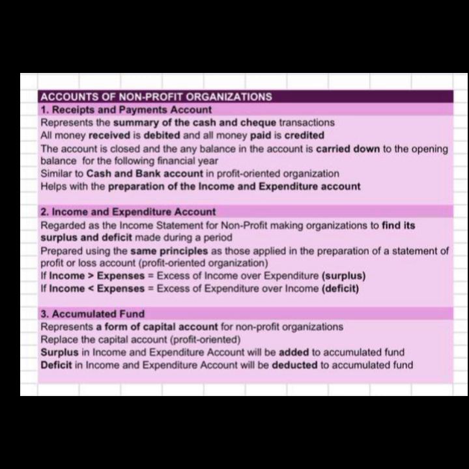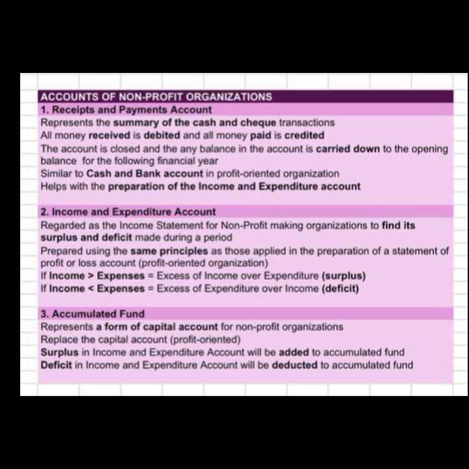Income and expenditure account, regarded as the income statement of non-profit making organizations, is used to find the surplus or deficit made during a period. It is prepared using the same principles as those applied in the preparation of the statement of profit and loss of a profit-oriented organization. This account is used to compare the income of the organization with the expenses of running it. If income is bigger than the expenses, it equals the excess of income over expenditure, called surplus. If income is less than expenses, it is the excess of expenditure over income, called deficit.